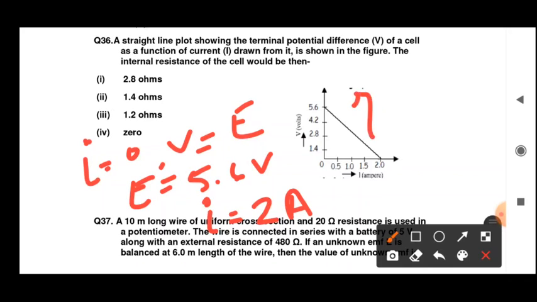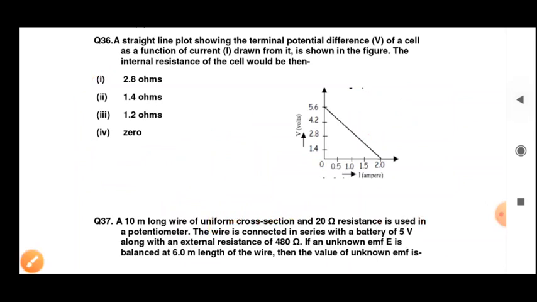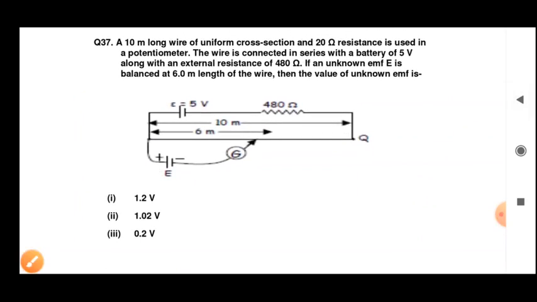Internal resistance is the resistance of the cell. As the EMF of the cell and the current through the cell are known, E by I will provide the value. E has value 5.6, I has value 2. If you divide them, you will obtain 2.8 ohms. So the first option is correct here. Let's see the next question.